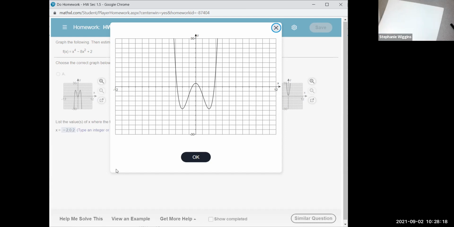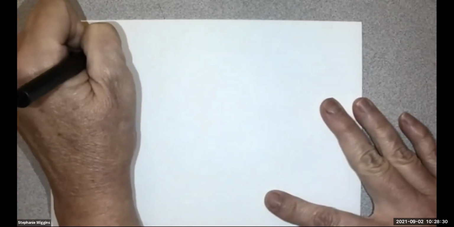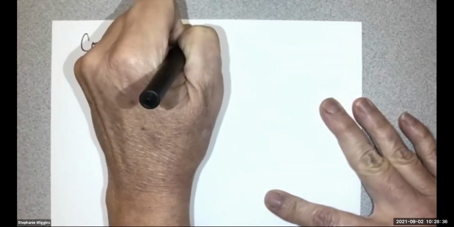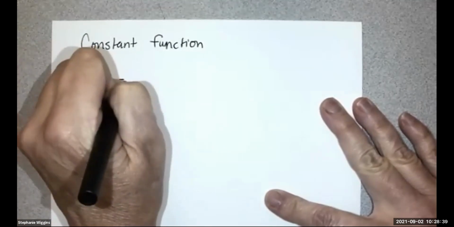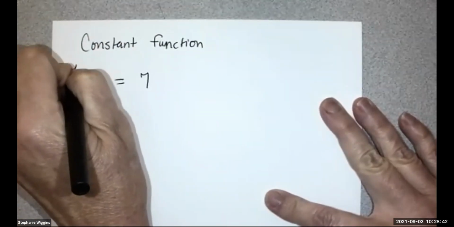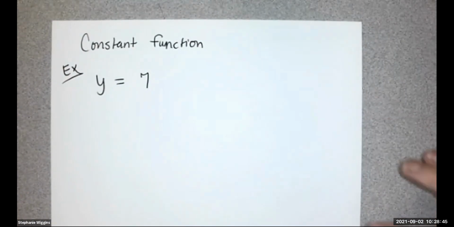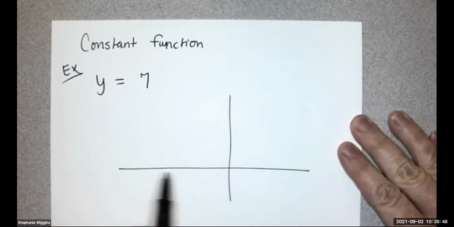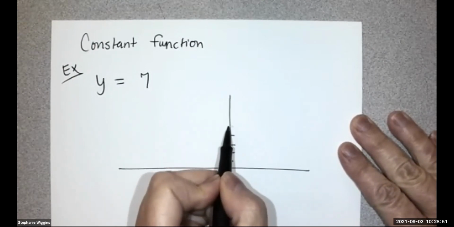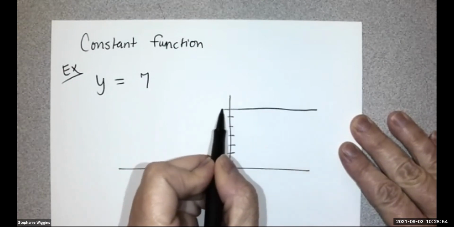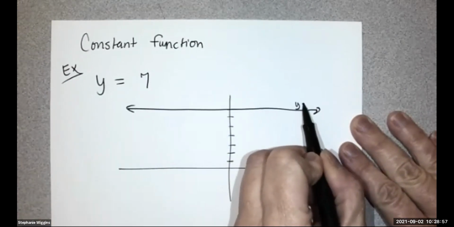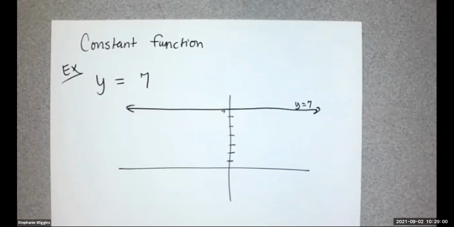If you have a constant function, let's talk about that for a second. So y equals 7, for example. Well, what is that? That is the horizontal line at a height of 7. So here's my y equals 7. Okay, it's at a height of 7.